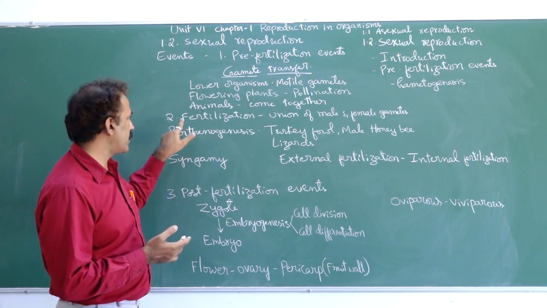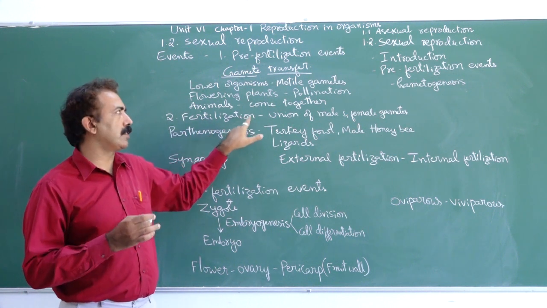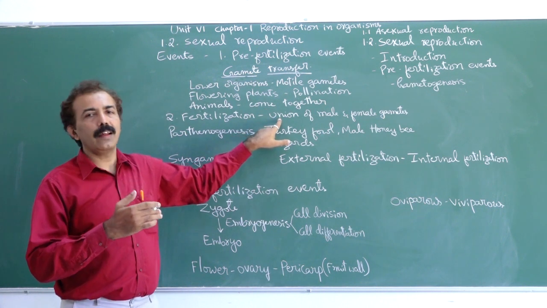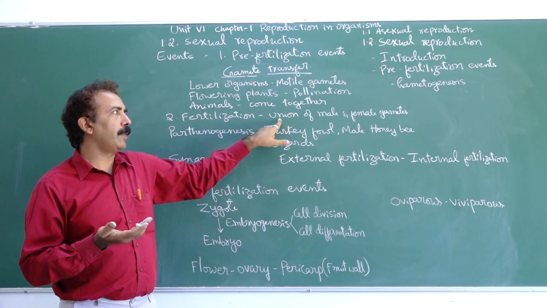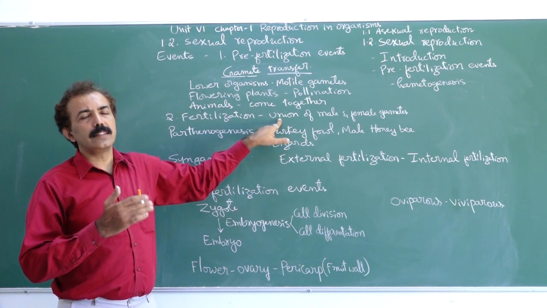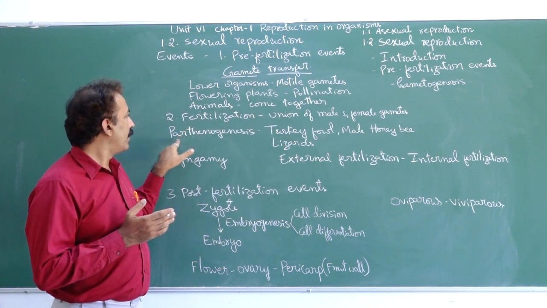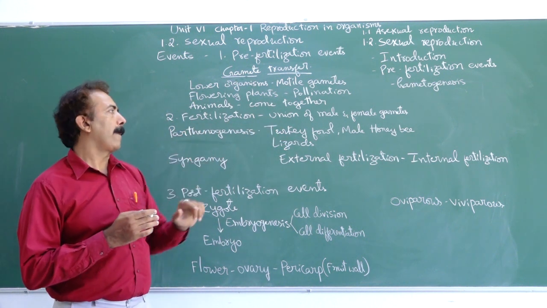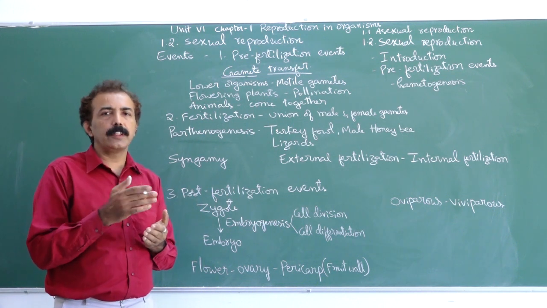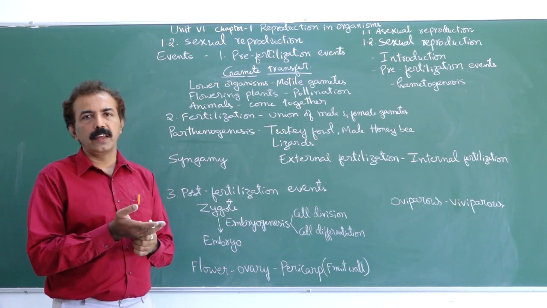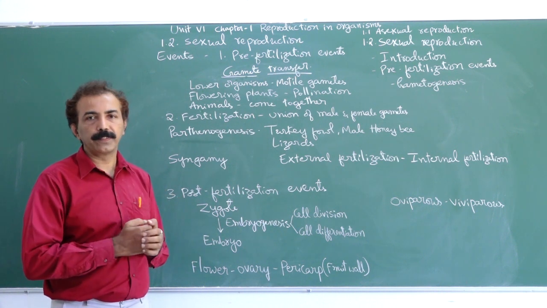The next topic is fertilization. By definition, fertilization is union of male and the female gametes. Union of male and female gametes results in zygote formation. There are some exceptions. Organisms, if they skip the process of fertilization and still can produce young ones, that is something very interesting.